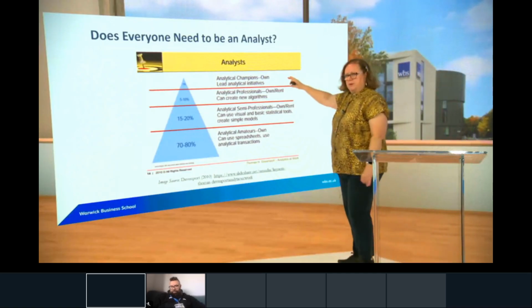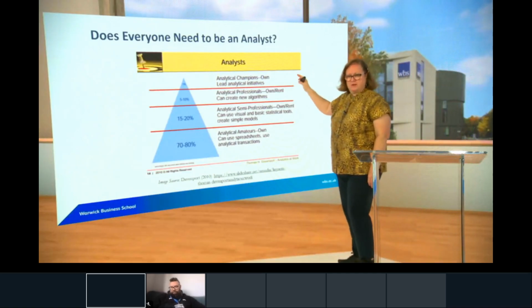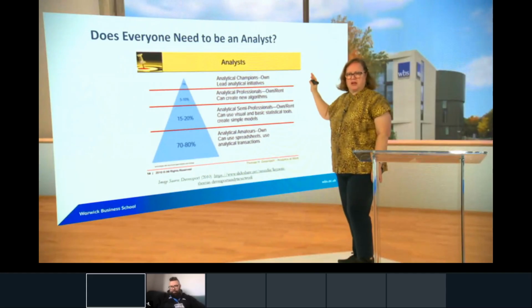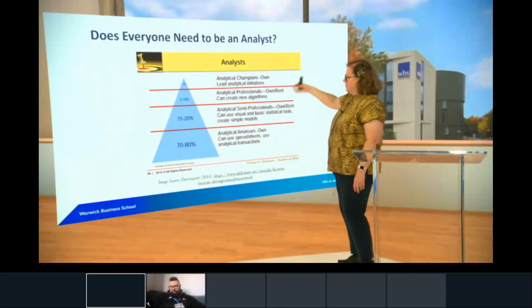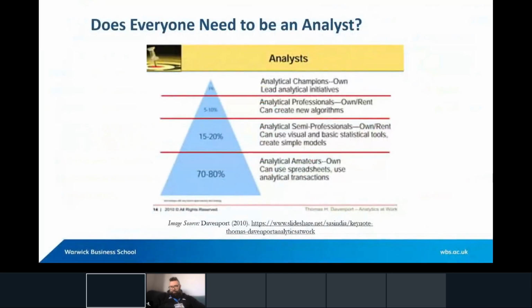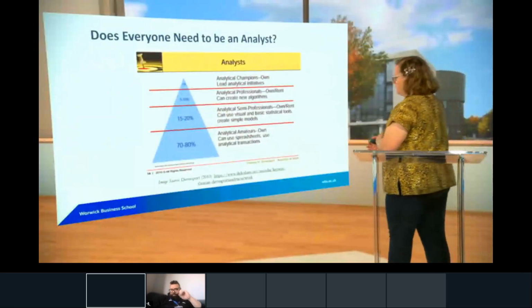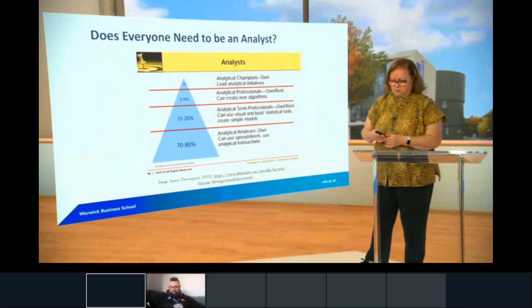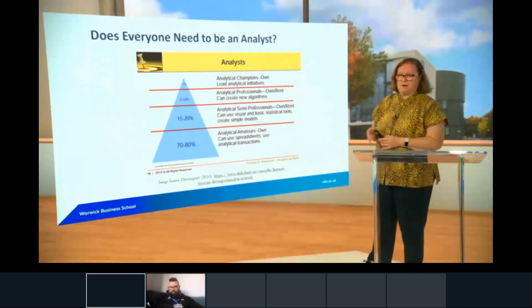You do need your champions. You need your leaders to understand the value of analytics and to champion and support its use. You also need analytics professionals, the semi-professionals, that have those skills in understanding and knowing the intricacies of the approaches that you're using. But you also need a body of analytical amateurs. You need your people in your organization to be comfortable with data, to be comfortable with certain analytical approaches, perhaps at the level of spreadsheets, say.